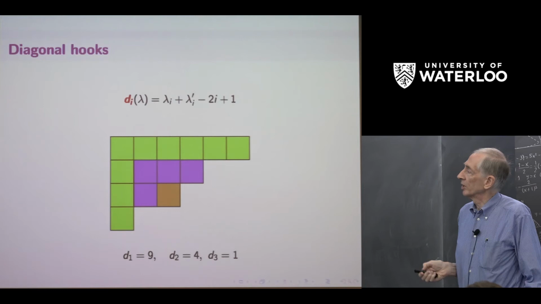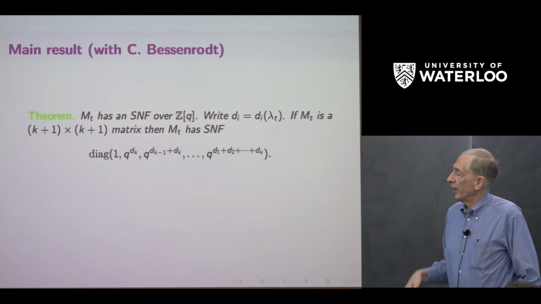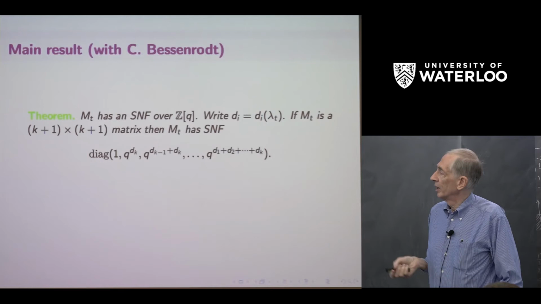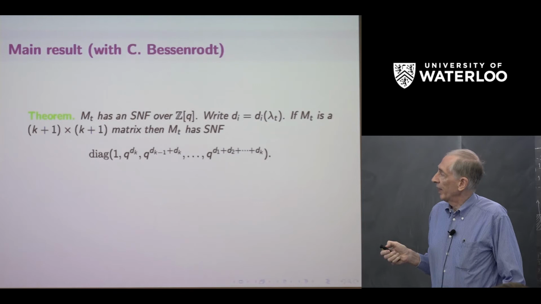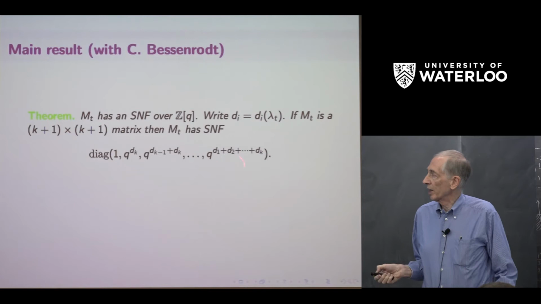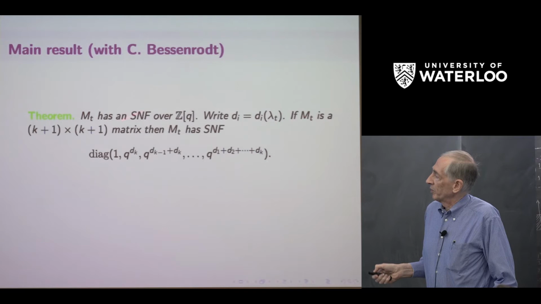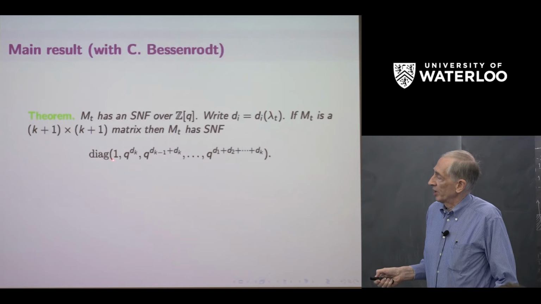And the main result about the q-analog of these matrices that goes back to Berlekamp is this: if in our matrix M_t we look at this q-analog, where instead of putting u lambda we put u lambda q, then we'll have a Smith normal form over the polynomial ring Z[q], which is not a principal ideal domain, so even the existence of SNF is not clear immediately. And moreover, if this matrix M_t is a k plus 1 by k plus 1 matrix, then the SNF entries are just certain powers of q, the partial sums of these diagonal hook sizes.